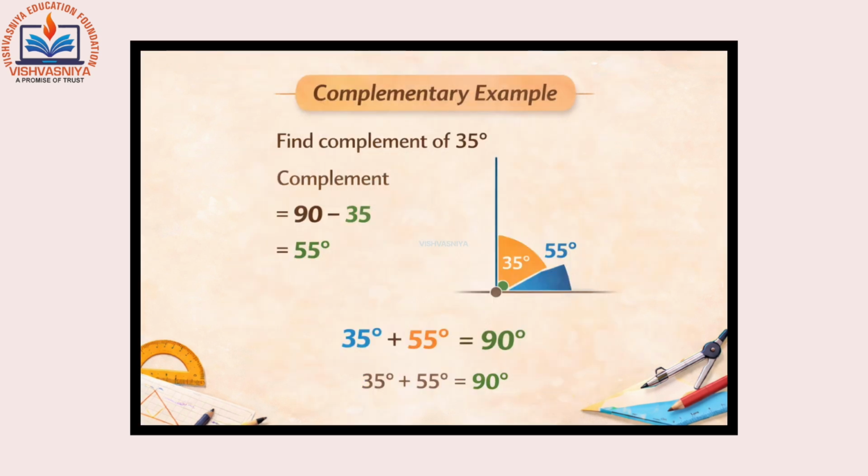Let us solve an example. We need to find the complement of 35 degrees. We subtract 35 from 90. 90 minus 35 equals 55. Therefore, the complement of 35 degrees is 55 degrees. When we add 35 and 55, the total becomes 90 degrees.